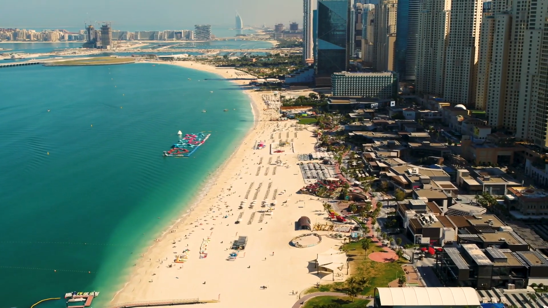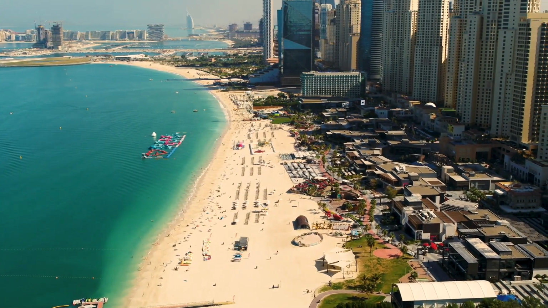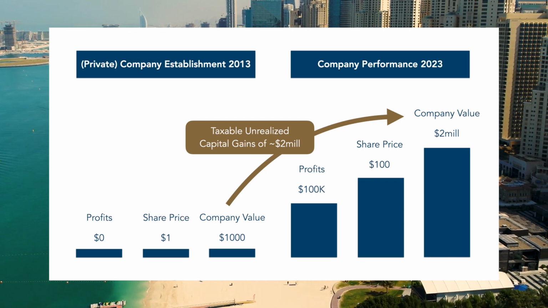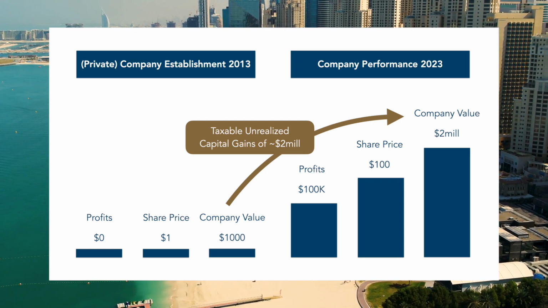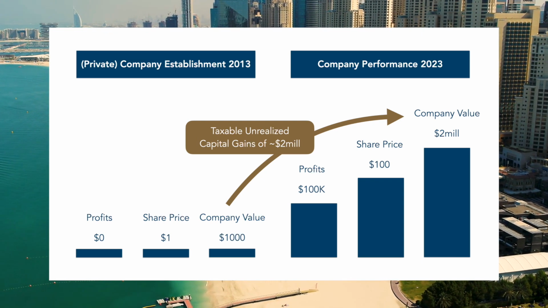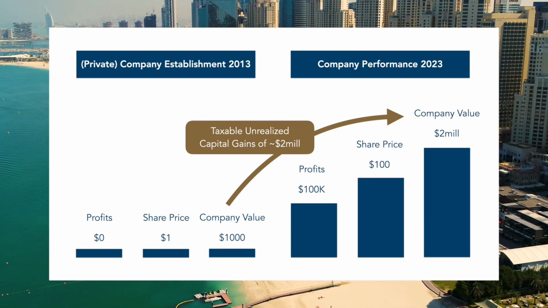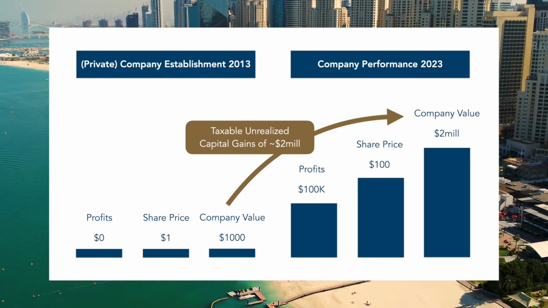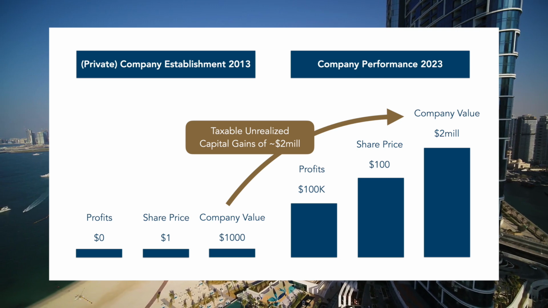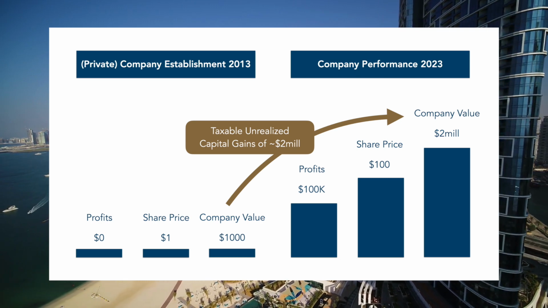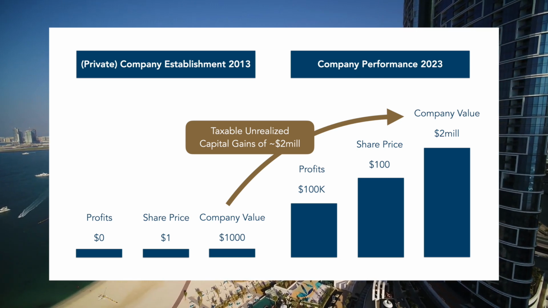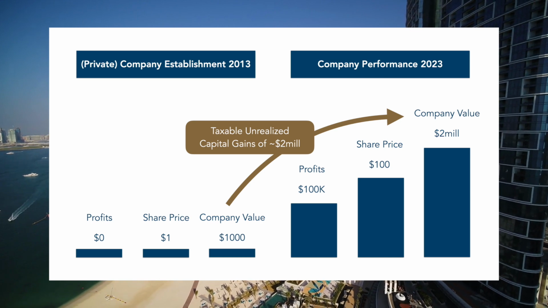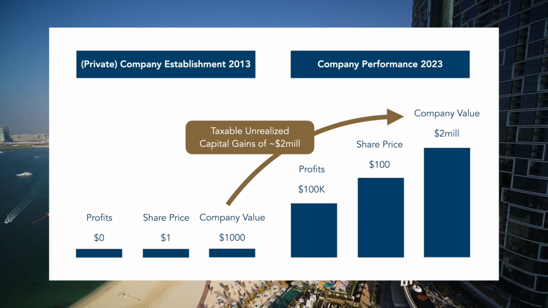When you first established the company in your home country, the company's shares were of little value. Today, your company is profitable and generates a lot of business, and as a result, your company's shares are worth a lot more. Your home country's tax authorities will be aware of this increase in share value. In essence, these are unrealized capital gains.